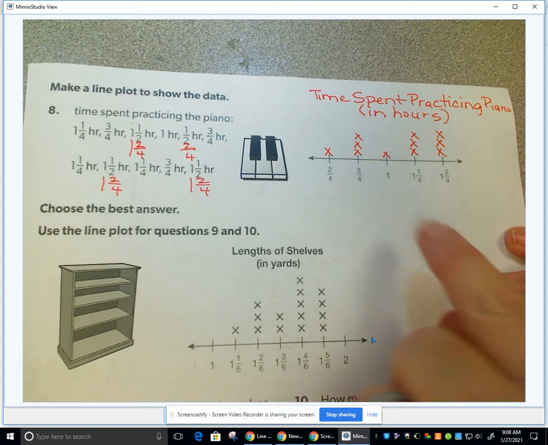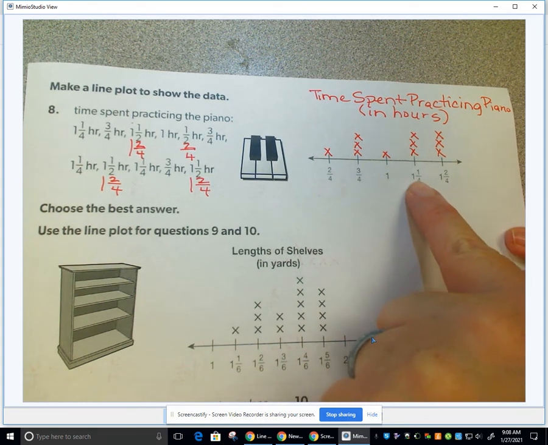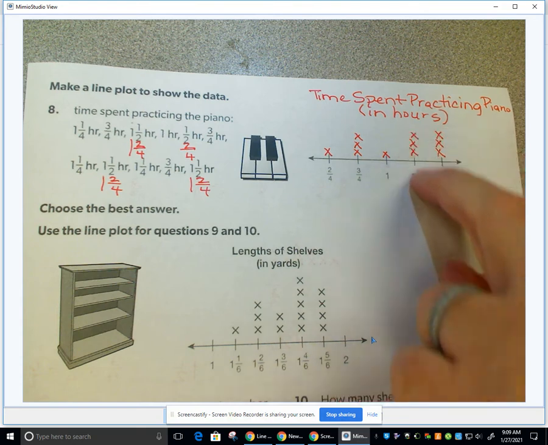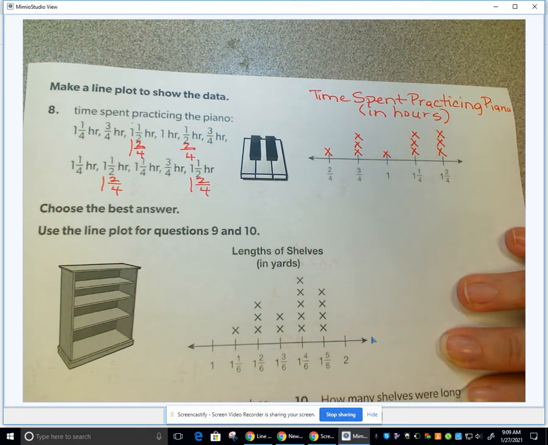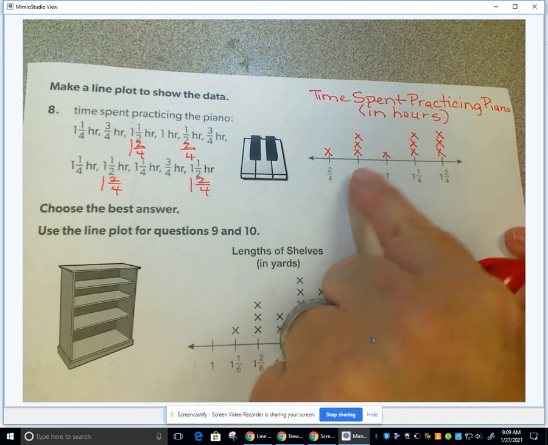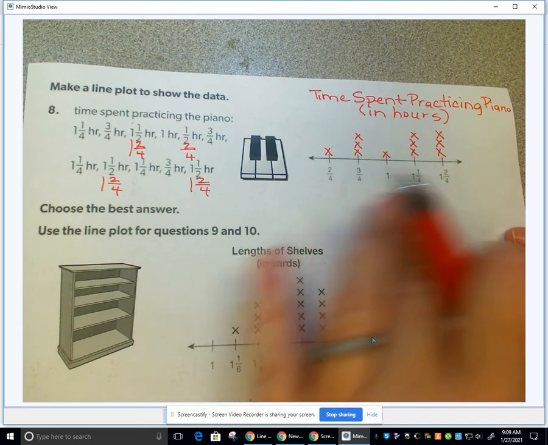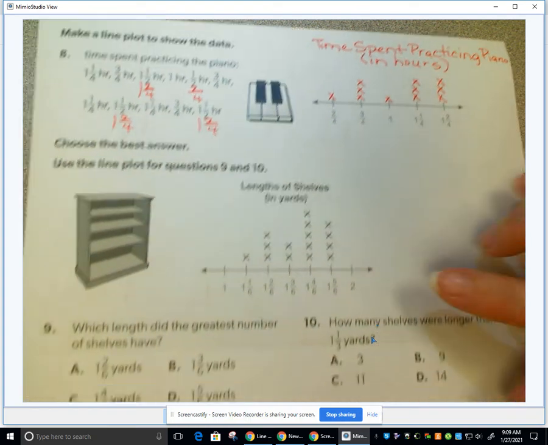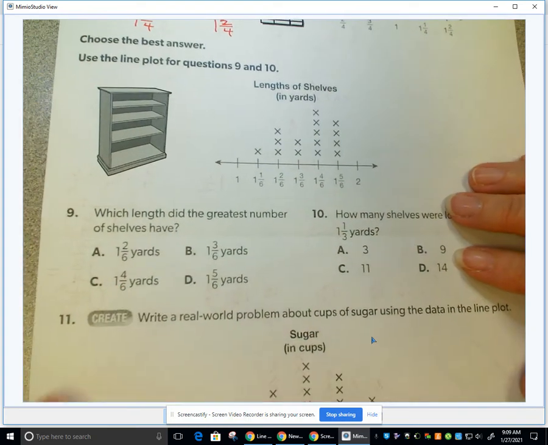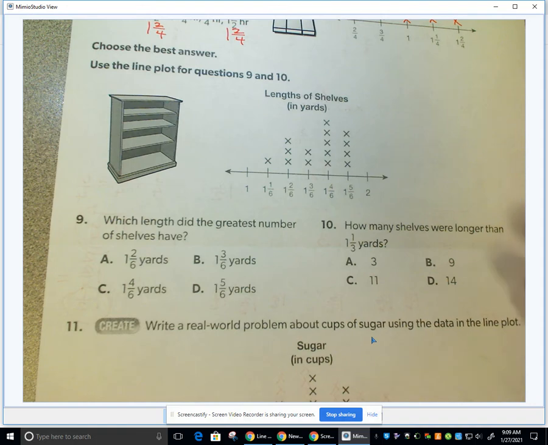Now, you can tell that 1 1/4 and 1 2 fourths, there was a tie. And they also tied with 3 fourths. So that's how you can use your data. It spreads it out. All right, let's move on. Sorry to be moving so fast, but remember, you can pause it if needed.